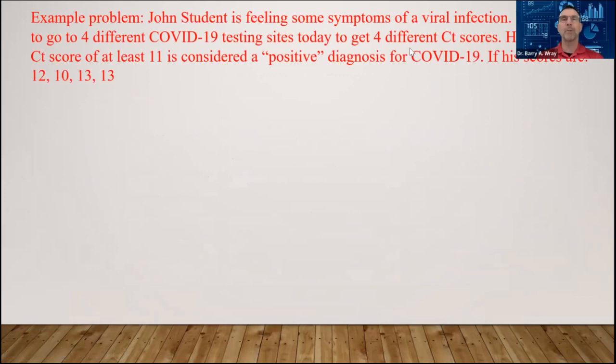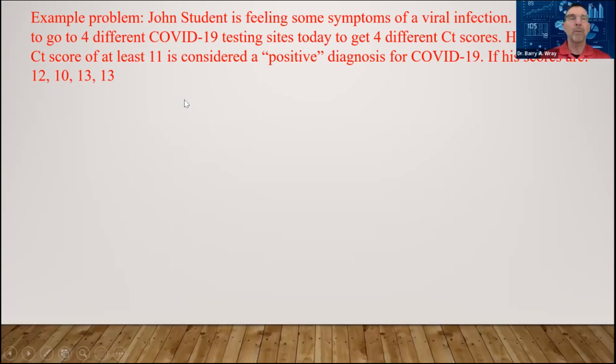So this is my example. I just come up with a guy, Joe Student, and Joe Student goes out and gets 4 different COVID tests on the same day, and the assumption is that they're all identical tests. With each test, he gets a CT score, and his 4 CT scores are 10, 12, 13, and 13. If a positive test result is 11 or more, then you can see he has 3 tests that might be positive, 12, 13, and 13, but 1 test that's negative.